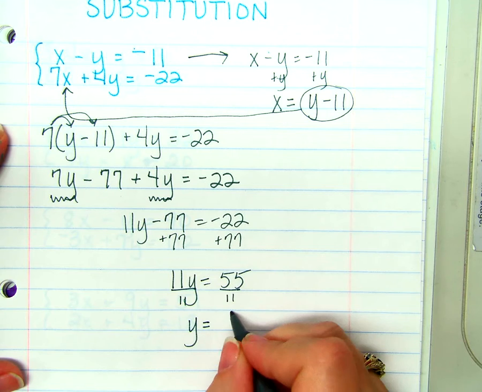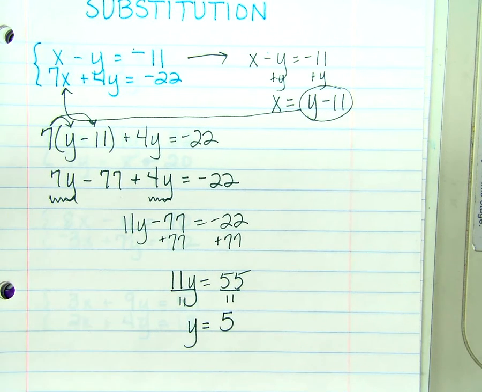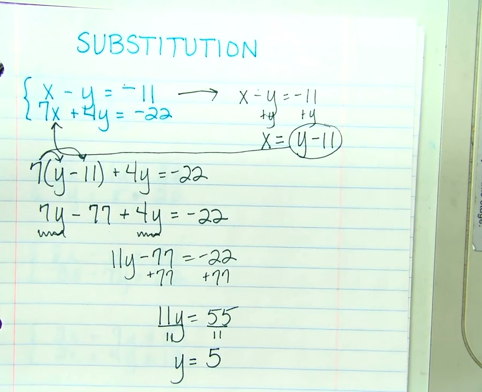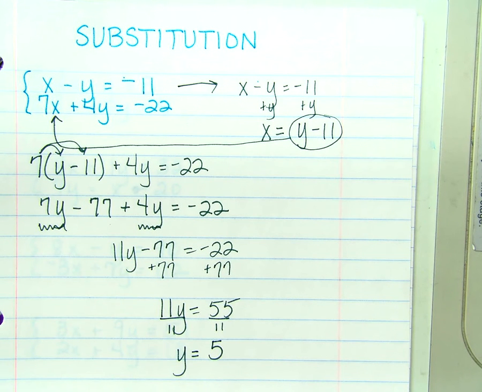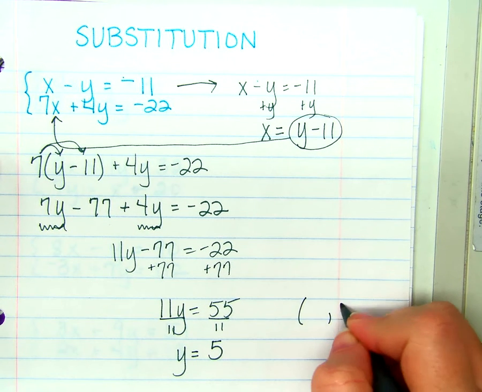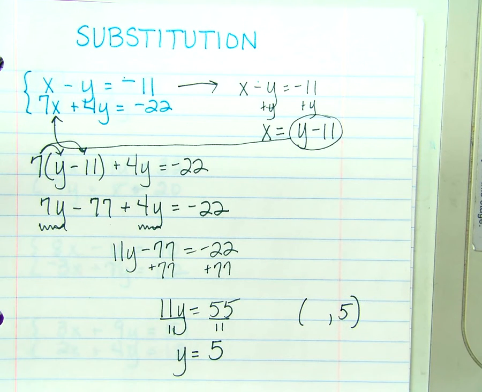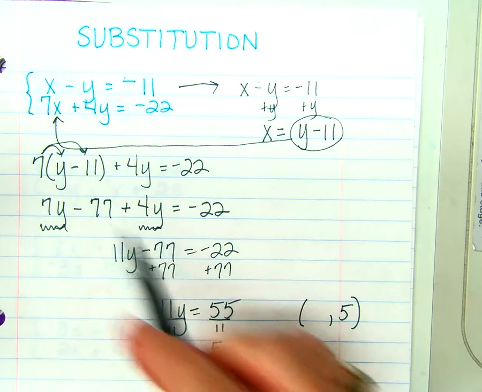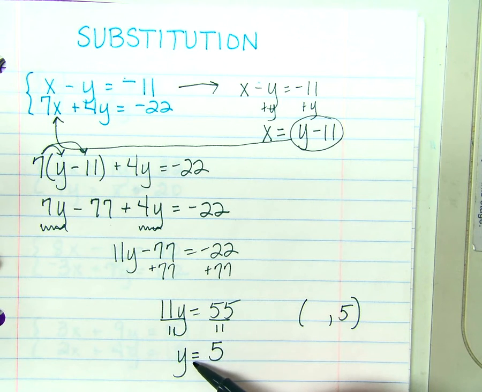So y equals what? 5. The biggest mistake people make in problems like this is then they stop. Is this my solution? No, you start to find x. Why do I have to go find x? Because we decided yesterday that the solution to a system of equations is what? An ordered pair. Okay? So far I have something that looks like this. That is not an ordered pair, is it? No.